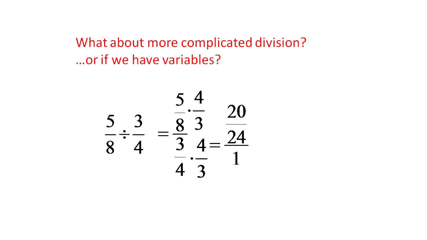On the bottom, that's going to be 1, and anything over 1 is just itself, so this is 20 over 24. This is 5 over 6 when you simplify. Now this is definitely a complicated process, and I'm not saying that this is what we're going to do every time, but it's going to show you why the next rule is true.